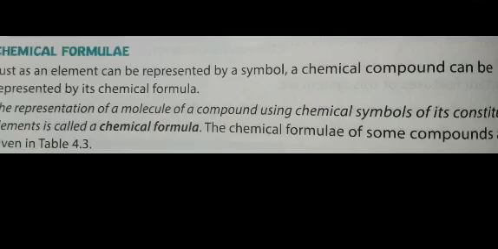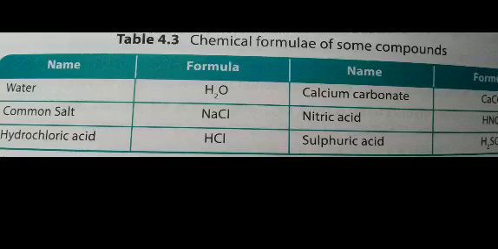The chemical formula. Just as an element can be represented by a symbol, a chemical compound can be represented by its chemical formula. The representation of a molecule of a compound using chemical symbols of its constituent elements is called a chemical formula. The chemical formulas of some compounds are given in table 4.3.